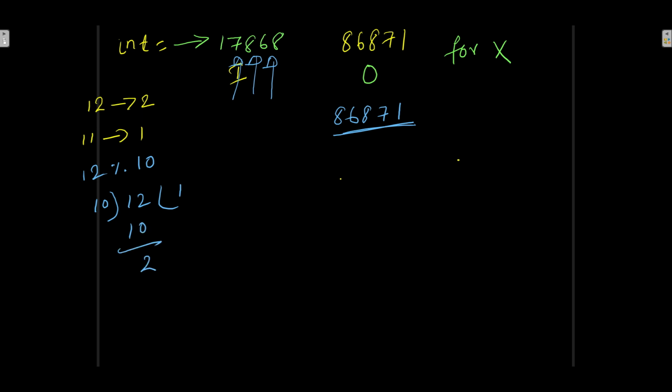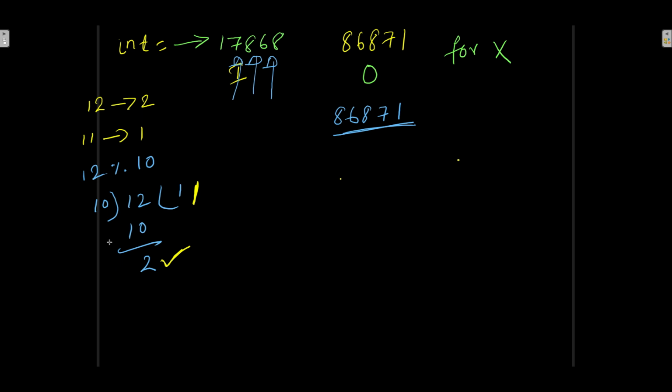And guys, whatever 2 you are getting, this is the modulus, and this is the division. This is the modulus, this is the division. So if I divide by 10, guys, can I get the last number, right? So one thing came to mind, that if I divide, I'll get the last number, right?